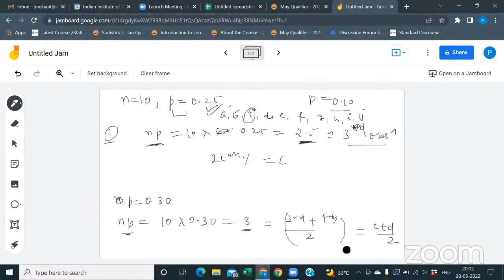When np is a fraction, we take the next one above. And when it is an integer, we take that one and the one after it, that is, we average the (np)th and (np plus 1)th observations. Okay, got it? Yes, now I'm getting it.